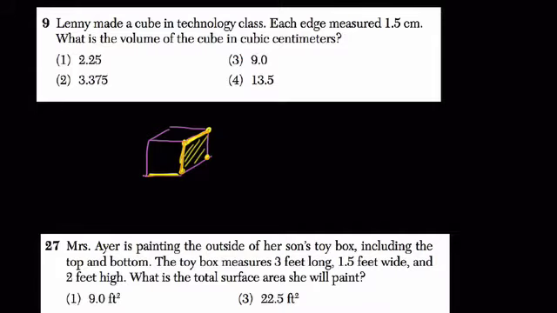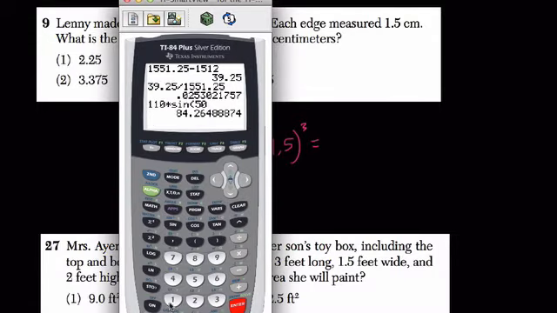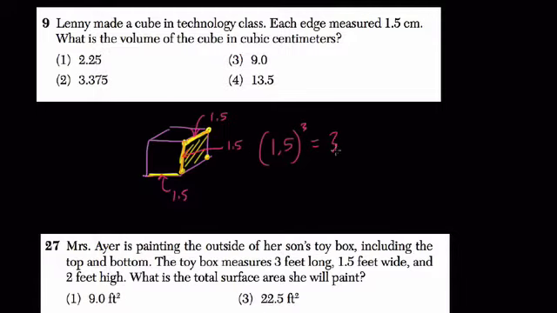So what are we doing here? Well, remember that to find the volume, we just multiply these dimensions. So each dimension is 1.5 centimeters, right? And that means to find the volume of a cube with edges of 1.5 centimeters, we find 1.5 cubed. And that's it. So here, we enter 1.5 raised to the third power. That's 3.375. And here, that's choice 2.